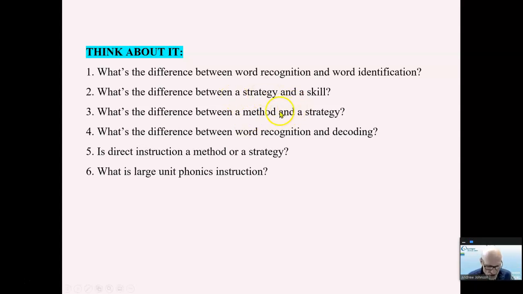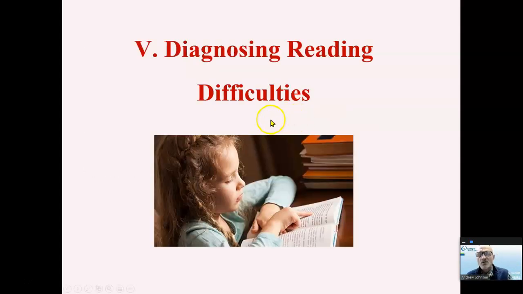All right, that is the end. The next one will be on diagnosing reading difficulties.